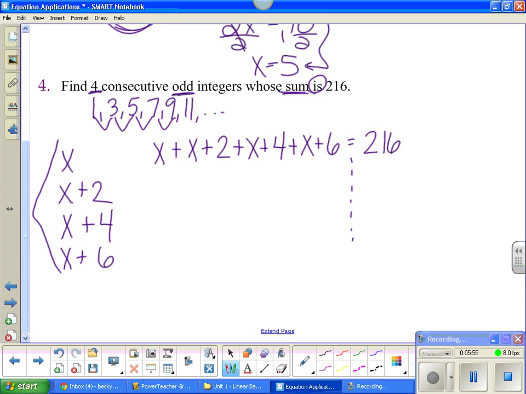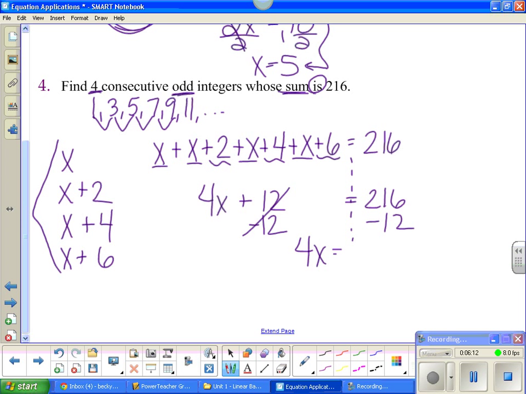Okay, all the action's over here on the left. So I have 1, 2, 3, 4 x's. Then I have a 2 and a 4, that's 6, plus 6 is 12. Equals 216. I'm going to subtract the 12 over. 204. Divide by 4. 51. And it's odd. That's good, because if it was even, something's wrong, because it says they're supposed to be odd.